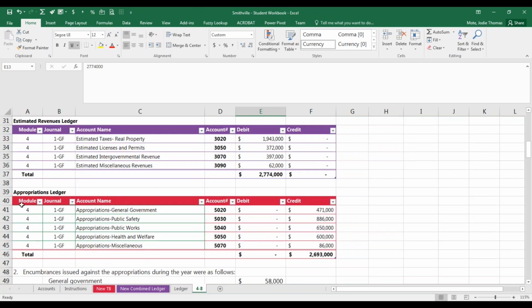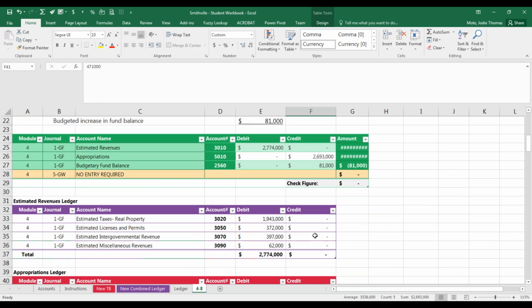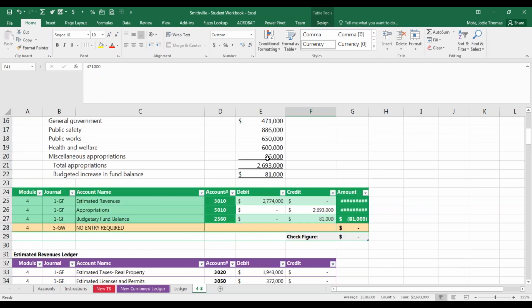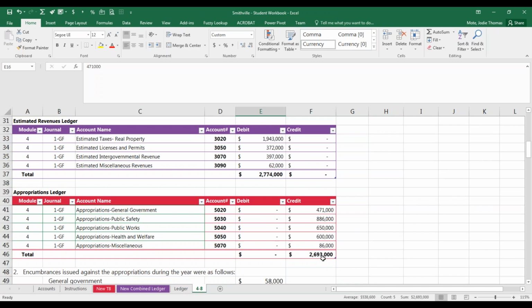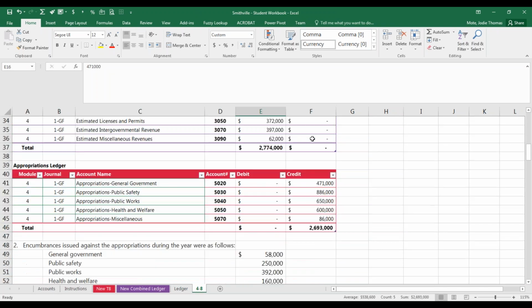Same thing with the appropriations ledger. You'll have an appropriations subsidiary ledger here, and so you just post your individual amounts that are listed here, down here, and that'll give you your 2.693 million that flows up here in a real ledger. Okay.